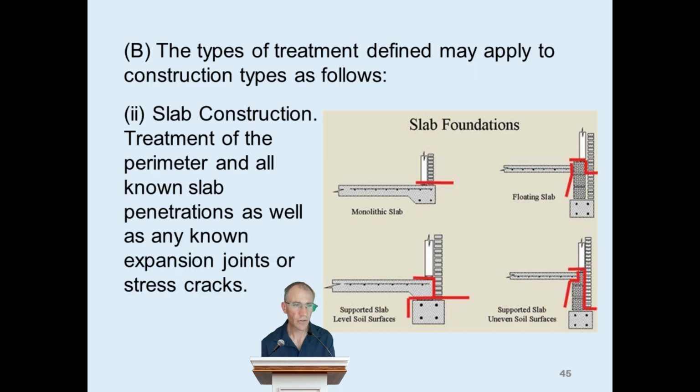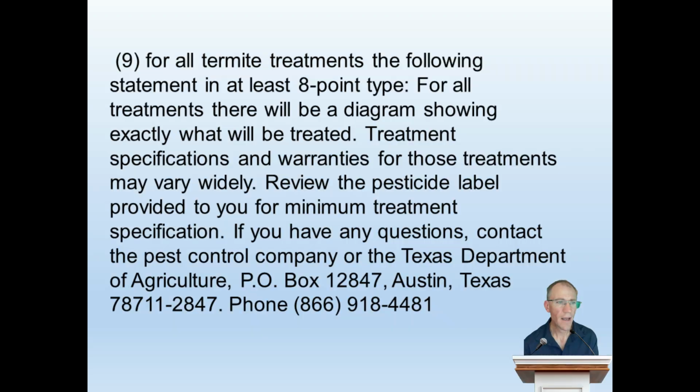2. Slab construction. Treatment of the perimeter and all known slab penetrations, as well as any known expansion joints or stress cracks. 9. For all termite treatments, the following statement in at least 8-point type.